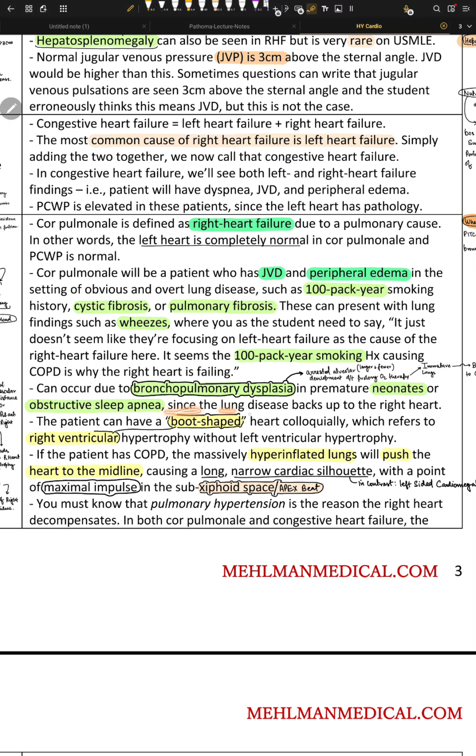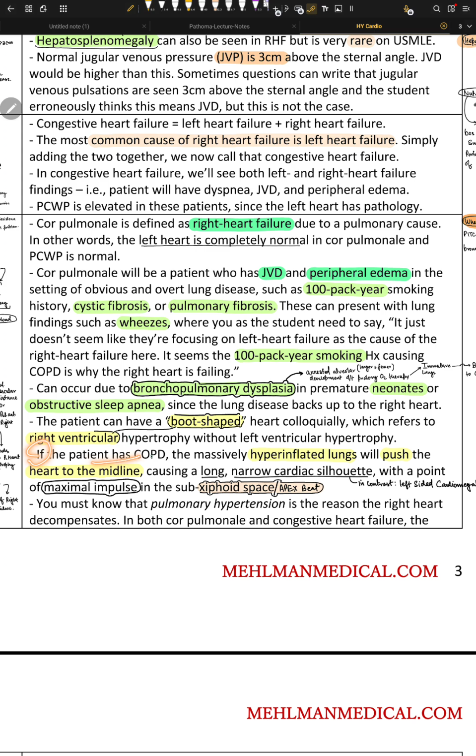Since the lung disease backs up in the right heart, the patient can have a boot-shaped heart colloquially, which refers to right ventricle hypertrophy without left ventricle hypertrophy. So only the right heart is getting bigger in size because the right heart is handling a bigger volume, because bigger volume leads to more work, and then more work leads to hypertrophy, and then we call it boot shaped. And basically what is happening here is that it's pushing the heart into the midline.